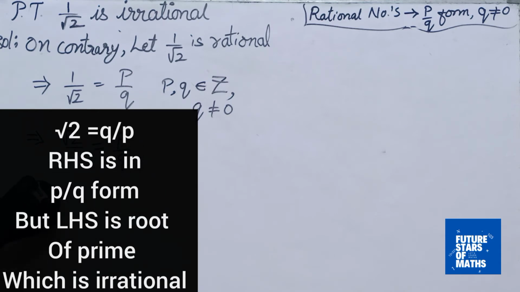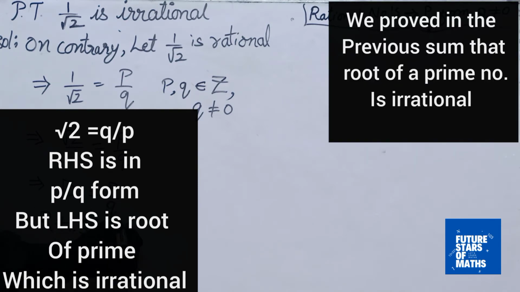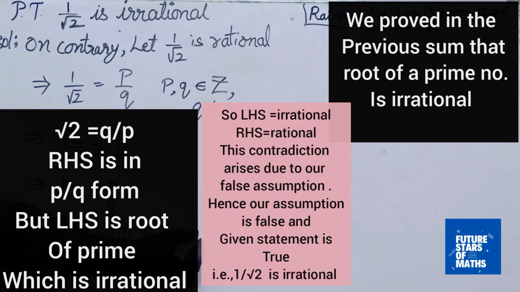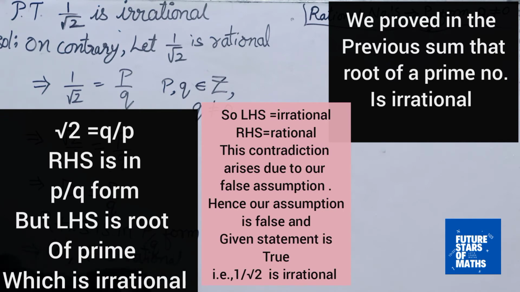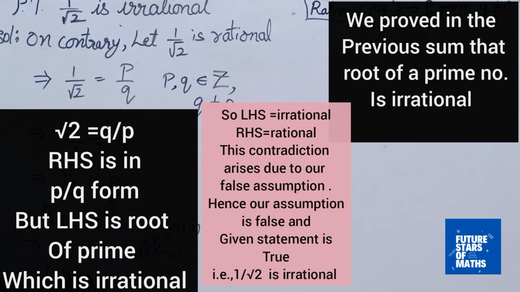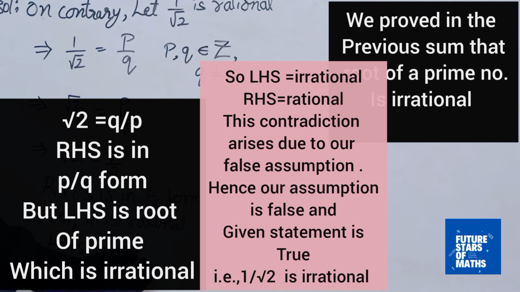So by observing, we see that the RHS is in p by q form, but the LHS is root of a prime, which is irrational. In the previous sum, we proved that root of a prime number is irrational. So here we got LHS equal to irrational, RHS equal to a rational number. This contradiction arises due to our false assumption. Hence our assumption is false and the given statement is true. That is, 1 by root 2 is irrational. Okay, students?